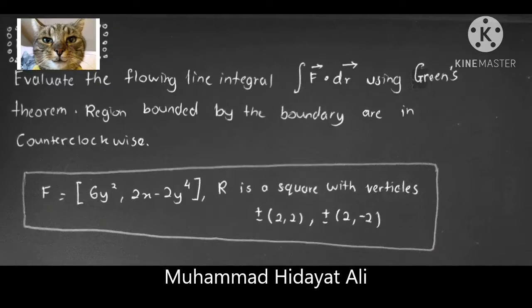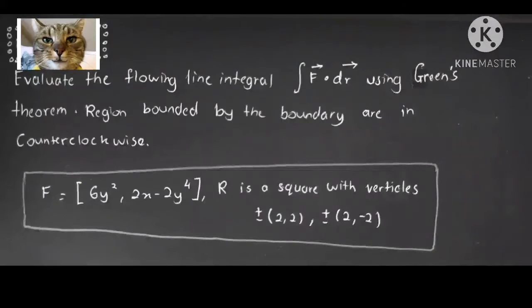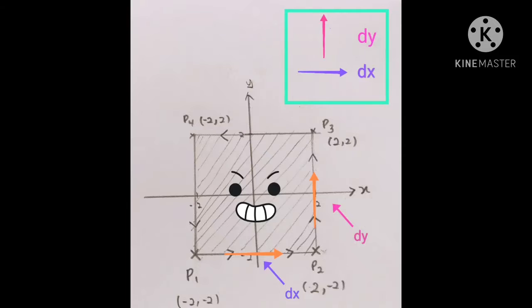Hi, I am Hidayat Ali. For the next question, it is quite simple, so we can have a better understanding of Green's theorem. For this question, we need to solve it based on the given vector and coordinates. So we can make a graph based on the information given. This is the graph, and the value of dx we can obtain by going from left to right, while dy is from downwards to above.